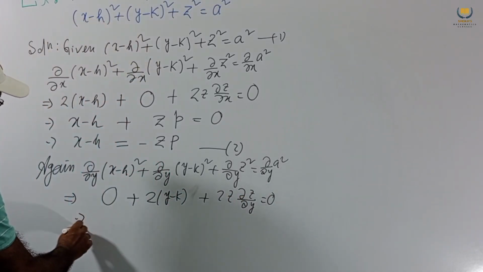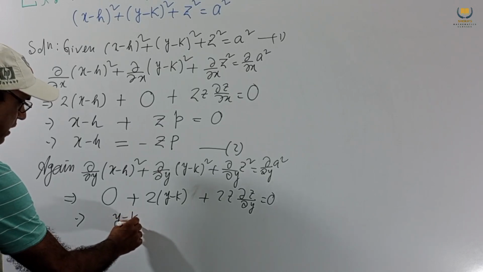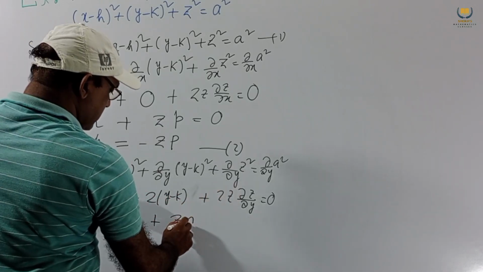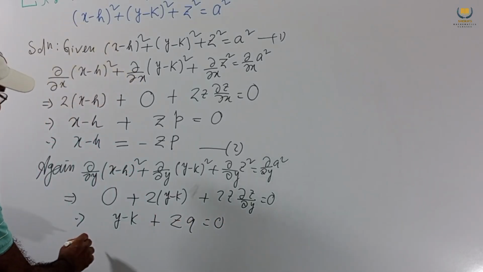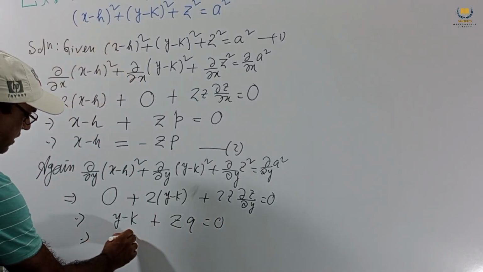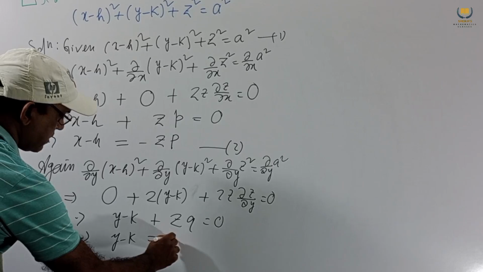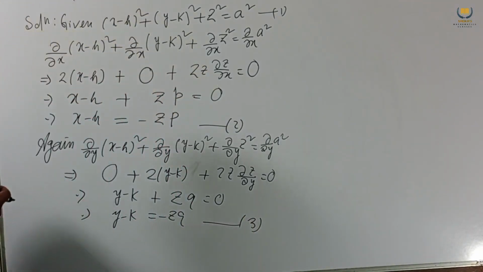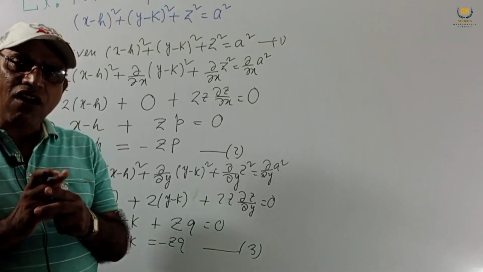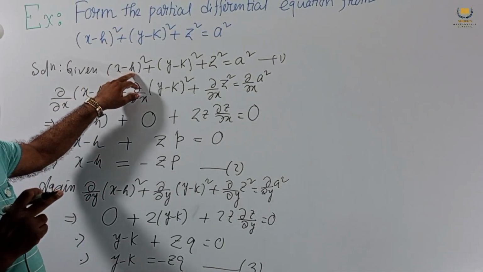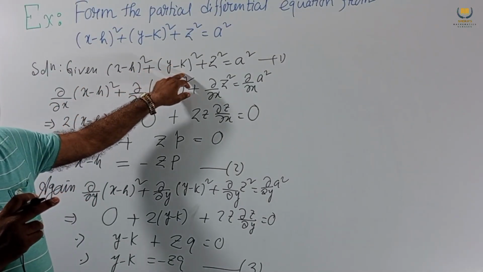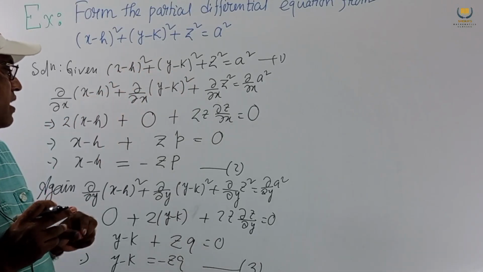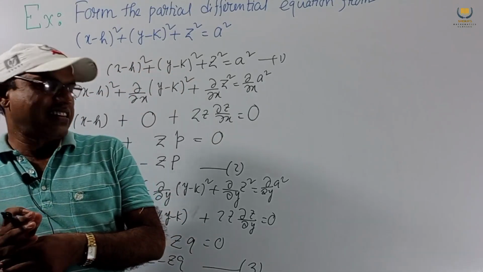So dividing both sides by 2, (y minus k) plus z, the 2 cancels, and this is q we get. This implies y minus k equal to minus zq. This is number 3 we consider. Now our main target is anyhow to remove h and k. These two are arbitrary constants. Anyhow we remove these two. If we remove these two, we get our final answer.